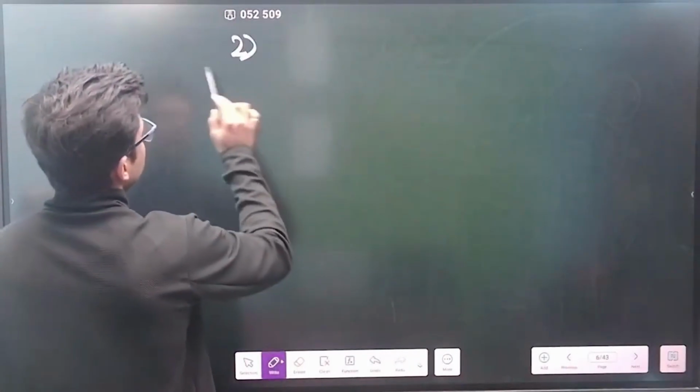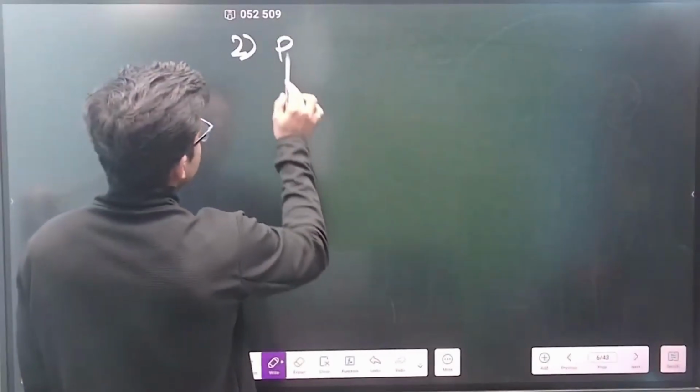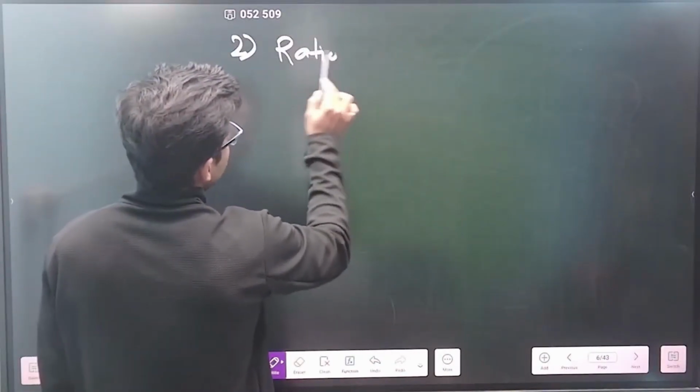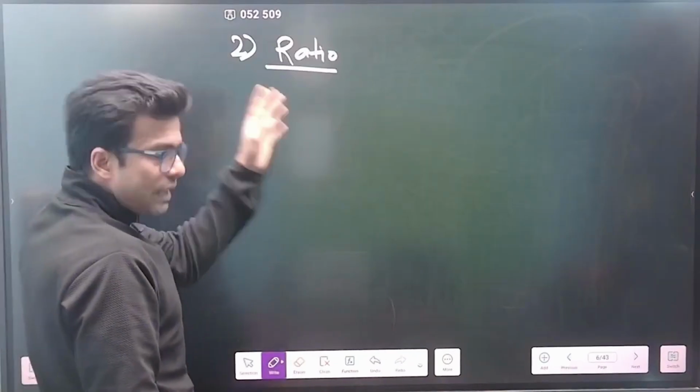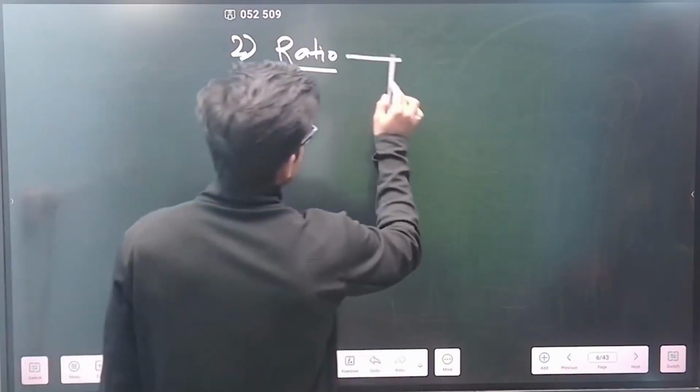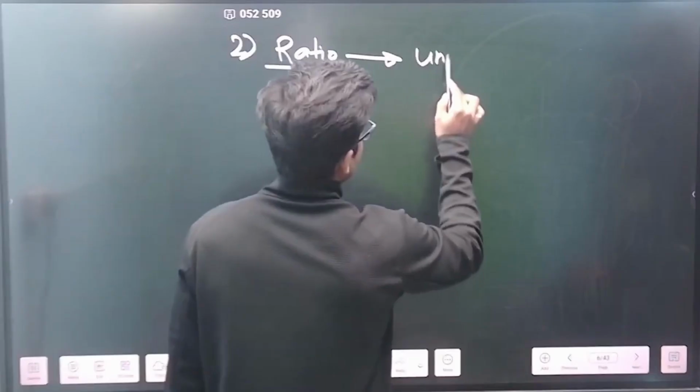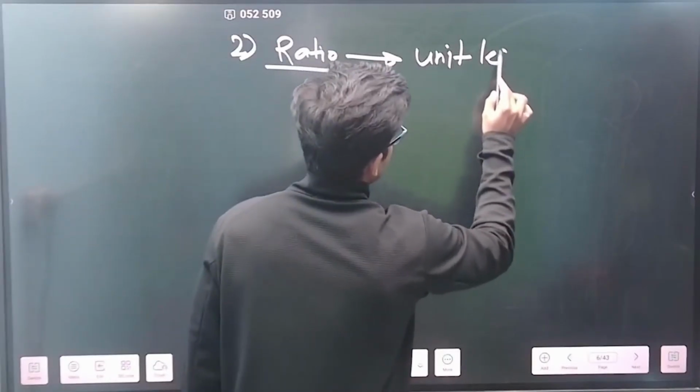Always remember everyone, ratio is a unitless quantity. We are talking about ratio first, okay? Today we are doing the ratio. Ratio is basically a unitless quantity. Unitless. Ratio will not have any unit.